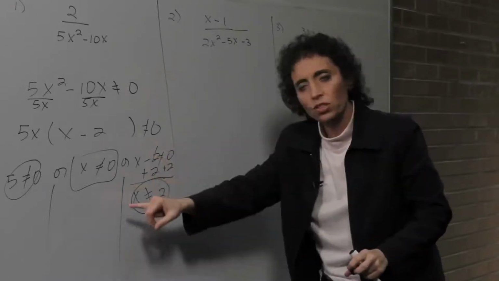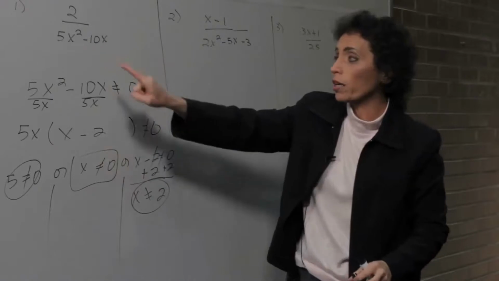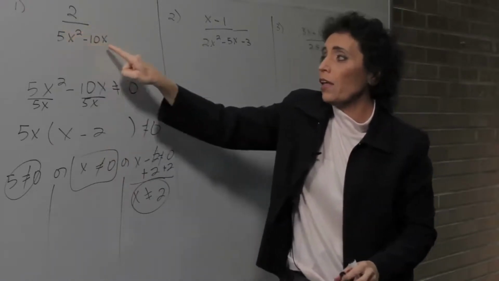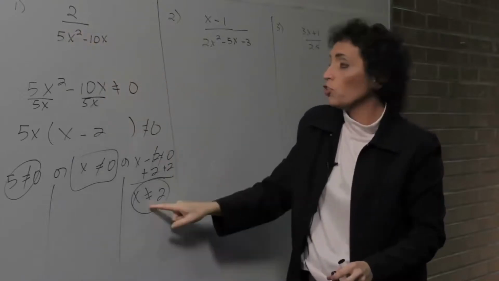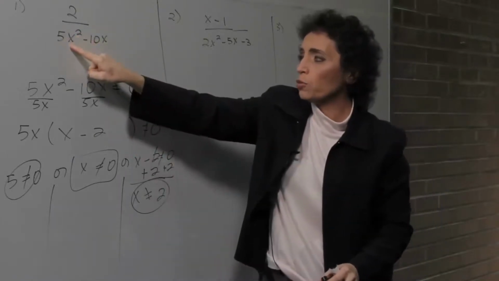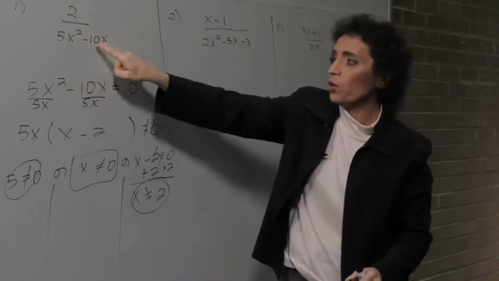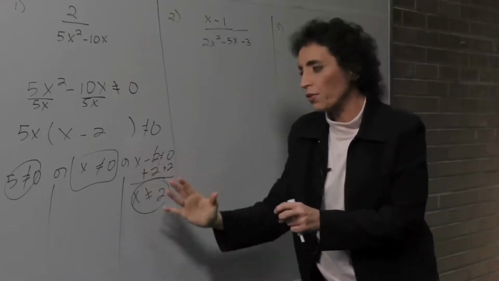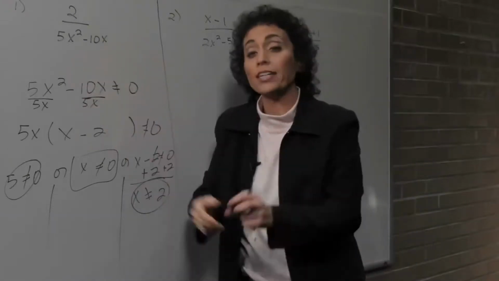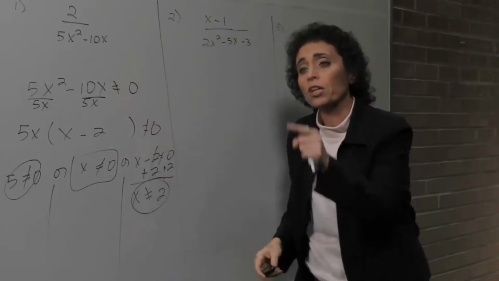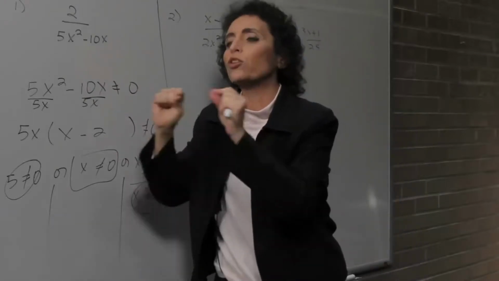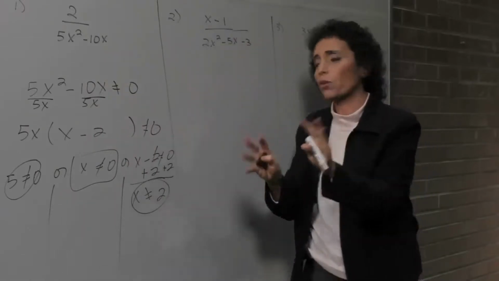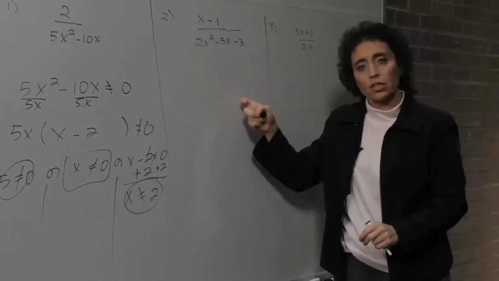Because if they were either one of these numbers, the denominator would be 0. Let's just check it out real quick. If it's 0, 5 times 0 squared is 0, so this whole thing is 0. 2 squared is 4, 5 times 4 is 20. If this is 2, 10 times 2 is 20, so 20 minus 20 makes that 0. So it can't be either of these numbers, or this fraction will be undefined. Notice I never touch the numerators, because it doesn't matter what the numerator is, only the denominator. It's the denominator that can't be 0. Numerator is okay.